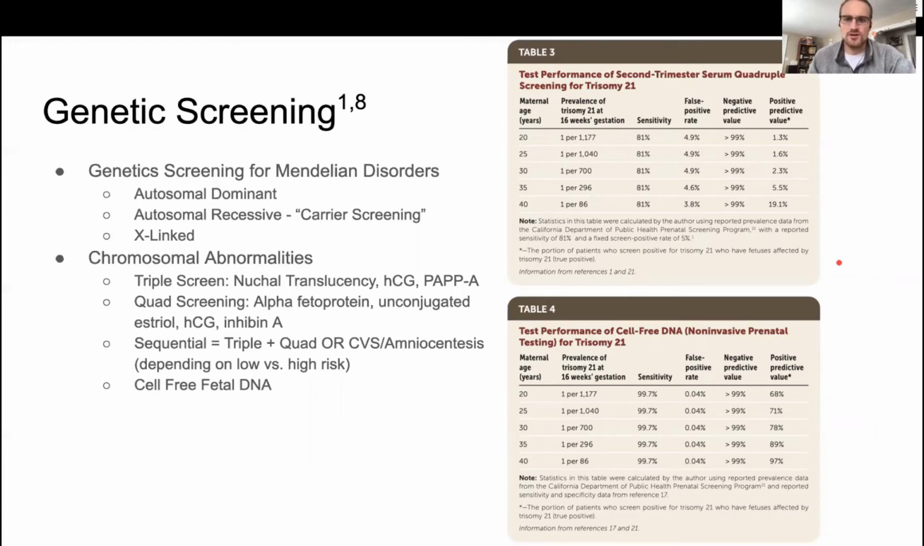And then the new kid on the block is cell-free fetal DNA, which is done earlier than the triple and quad, and we'll show where that's at on the upcoming slide. It actually is more sensitive, has a better negative predictive value and a better positive predictive value. The mechanics of that test are pretty cool. It'd be worth looking up just so you can explain that to patients.